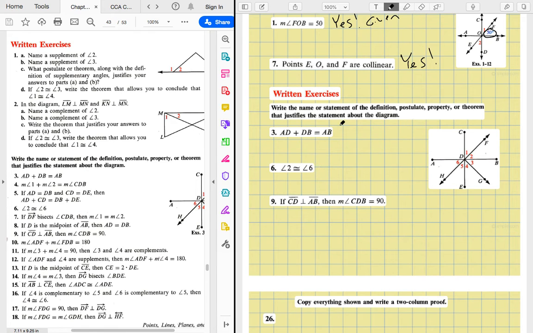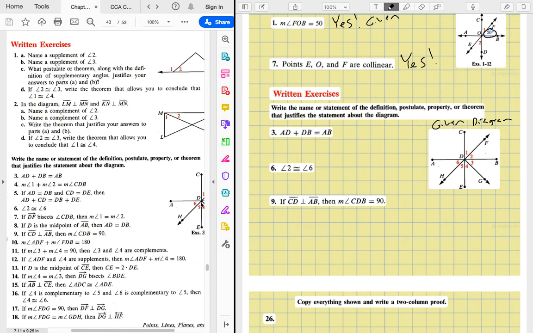Okay, so name the definition, postulate, property, or theorem that justifies the statement about the diagram. Let's check it out here. Again, this is our given diagram, and we are concluding this about our given diagram. I want you to notice here for a second, step 9 is actually an if-then statement. So an if is another kind of fact, another thing given to you here, and then we make this conclusion. We'll talk about this one in a second.